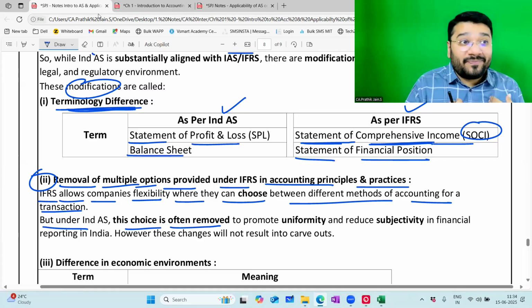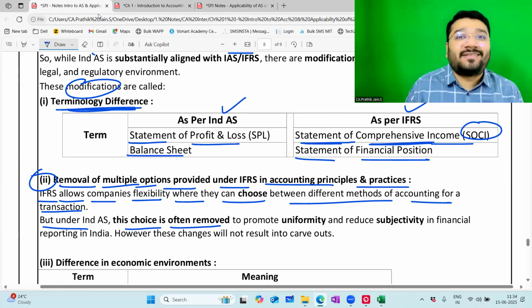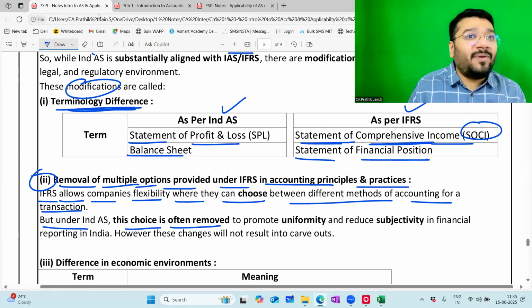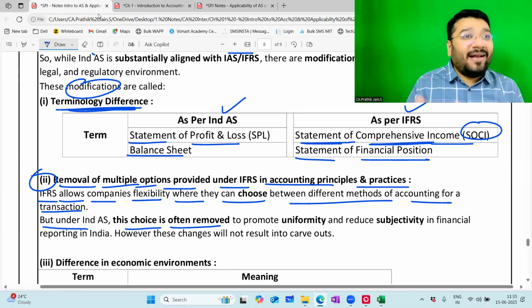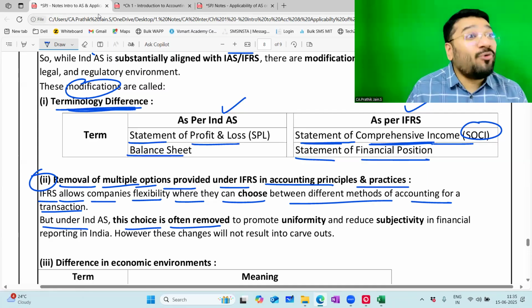Our government of India, ICA, knows how Indian people try to manipulate and take advantage of loopholes. So what did ICA do? ICA said that no, this much flexibility to our people we can't give. In your country, people are genuine. Everybody will do properly. In our country, people are waiting to do fraud. So therefore, we can't give so much flexibility.